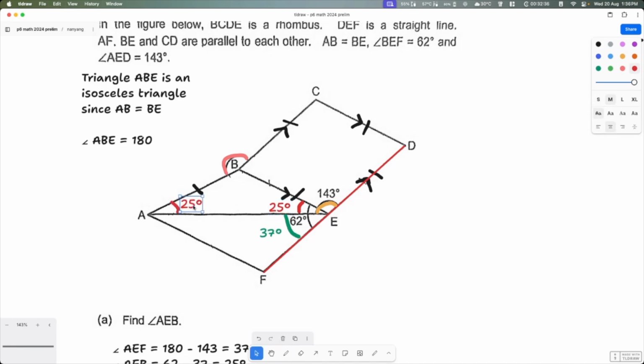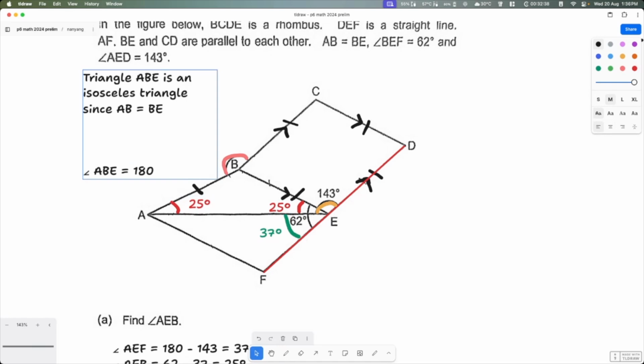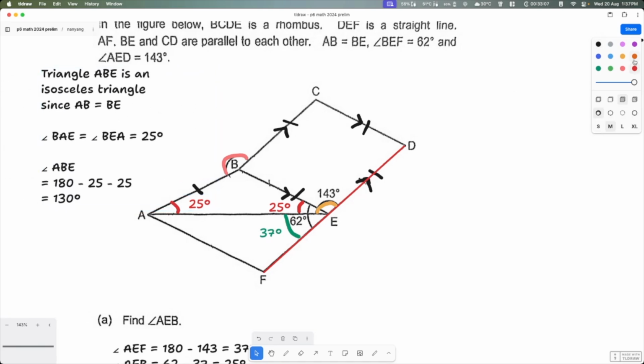So let me also write that down, 25. That means angle BAE is equal to angle BEA, which is also 25 degrees. So that means 180 minus 25 minus 25, and this will give us 130 degrees. So I see over here, now we know that this angle, I'm going to make this red as well because it's one angle, is equal to 130.